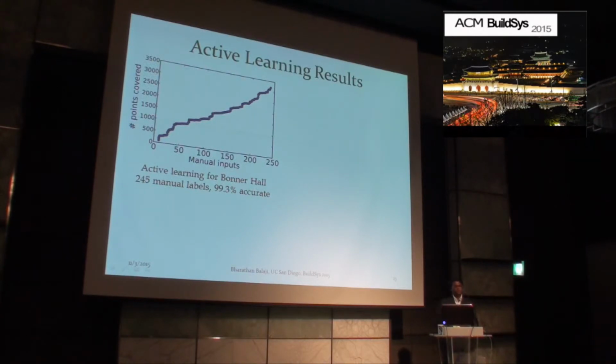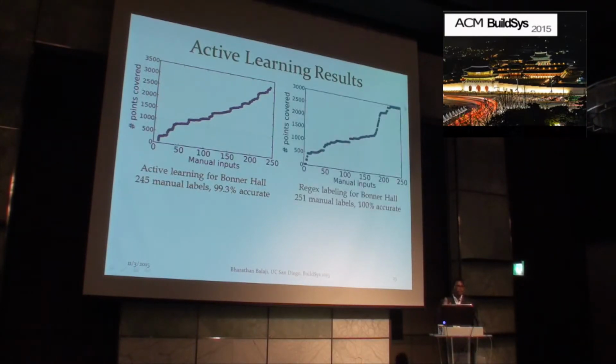So this is what active learning looks like for one building, and we need 245 examples and there's very high accuracy. Comparing this to the regular expressions we saw earlier, which needed 215 examples to ensure 100% accuracy, you can see the active learning method performs almost the same, but it does not require any of the underlying information, such as where the abbreviation is located or whether the description carries some special significance, etc.